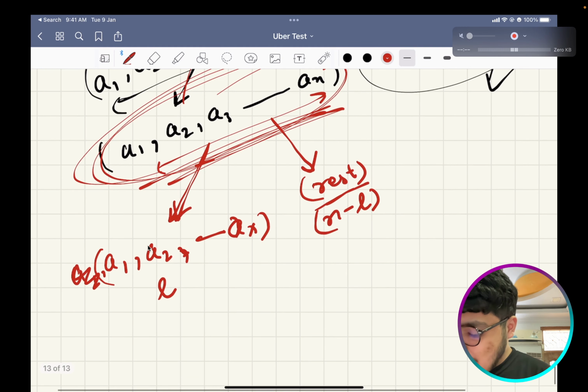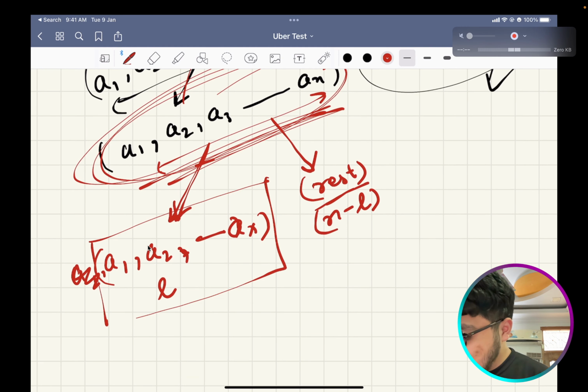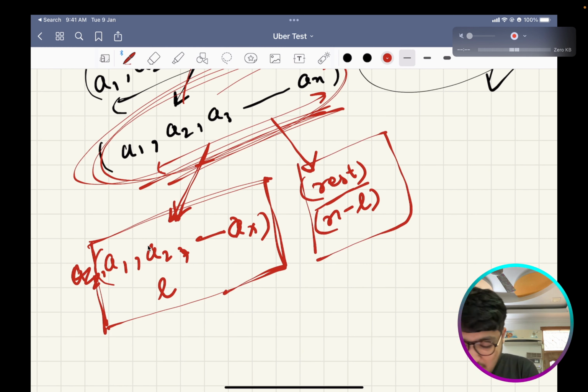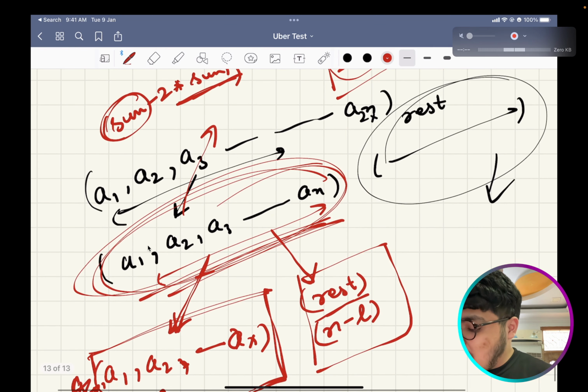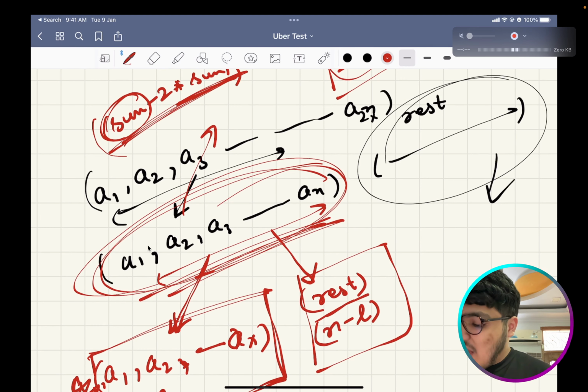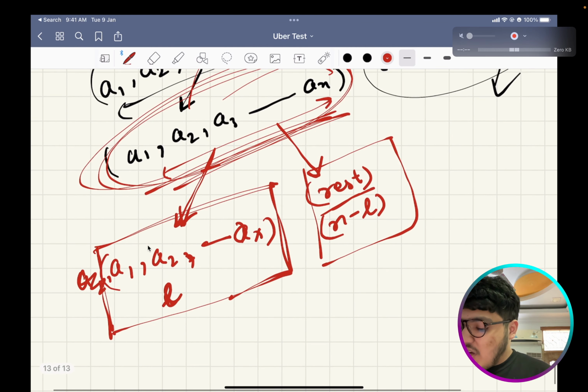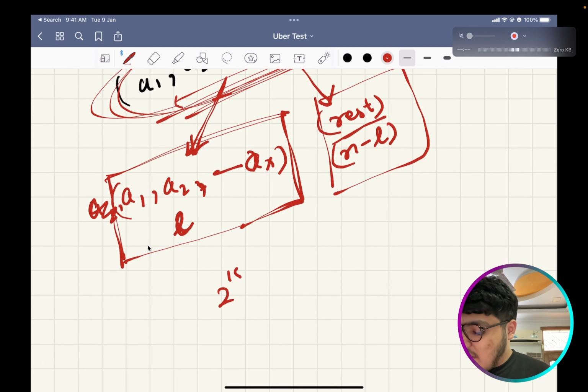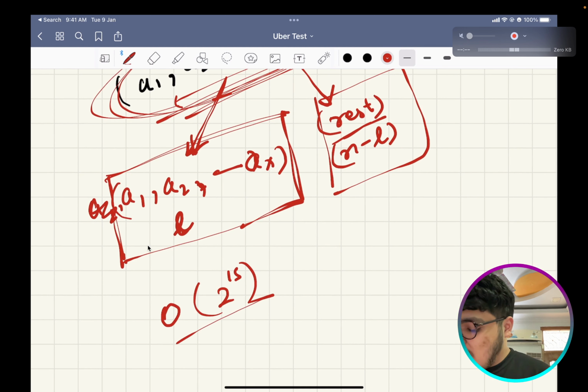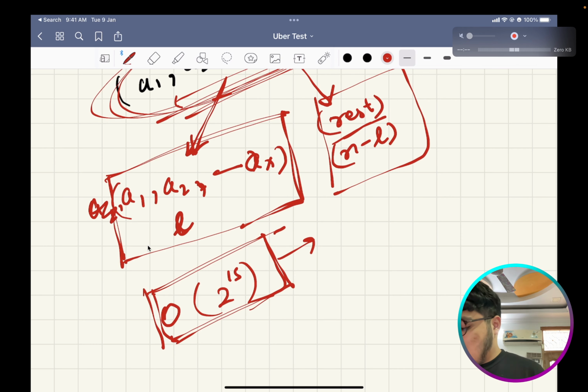If I am able to generate all the subsets for one part, and similarly generate all the subsets for the other part, and then I match them up and check against my sum minus 2 sum 1, then I would get my answer. It would require order of 2 to the power 15 operations, so that would easily pass this time limit.